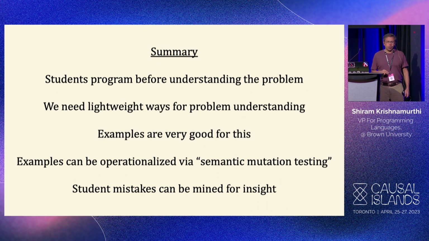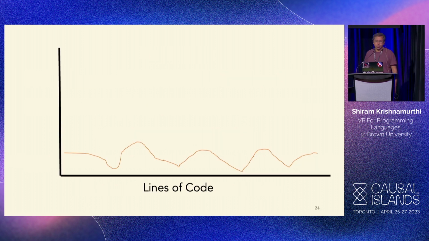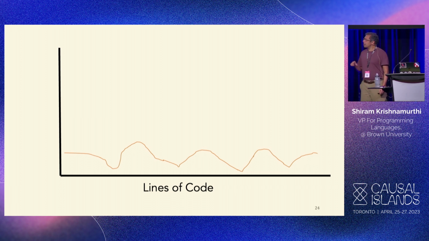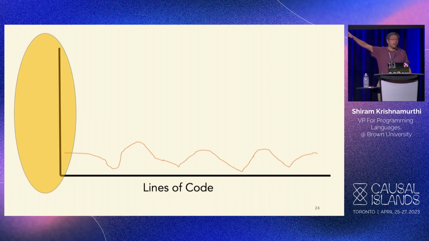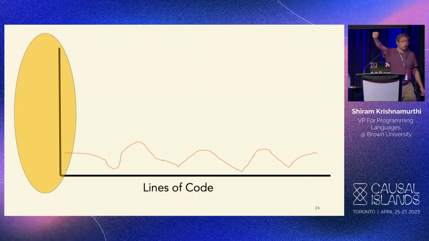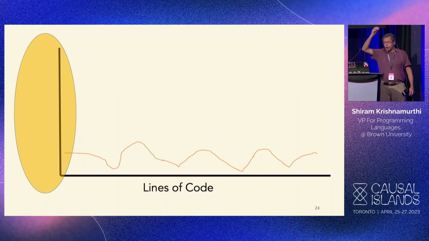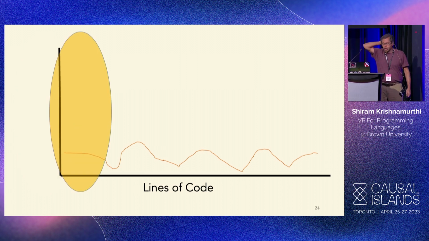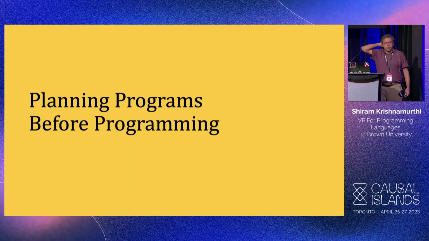Now I'm going to go on to the second part. You remember, I put up this graph, and I said we're going to start over there. Before any code has been written, let's make sure we understand the problem. The second part is, let's move that blob a little bit over to the right, which is, can we get students to do some kind of planning?